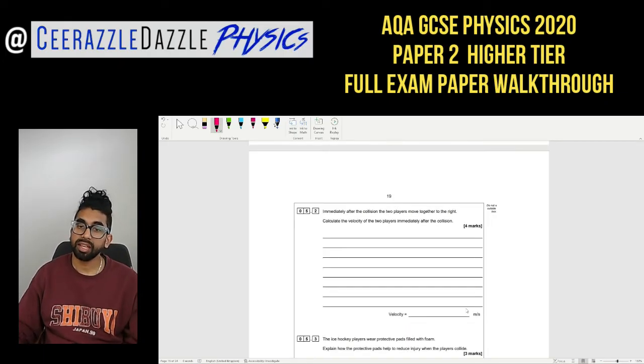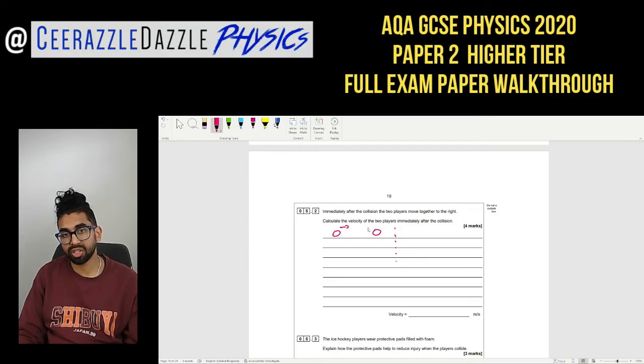Right, next question. Immediately after the collision, the two players move off to the right. Calculate the velocity of the two players immediately after the collision. Okay, so for this, I'd actually draw it out over here. I'll have one diagram and another one over here. So both of them, first of all, are moving towards each other. Afterwards, they collide and stick and both move off to the right.